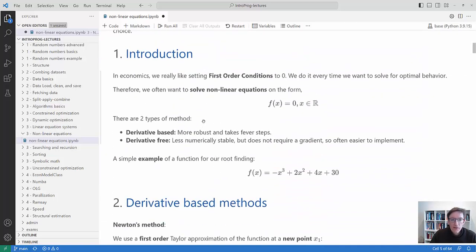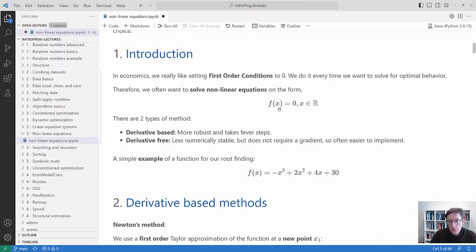In economics, we really like setting first order conditions to zero. We basically do that every time we want to solve for optimal behavior. That implies that we get a nonlinear equation on the form some function f of x is equal to 0, where we start from x being just one real number. We will talk about the multidimensional case later.